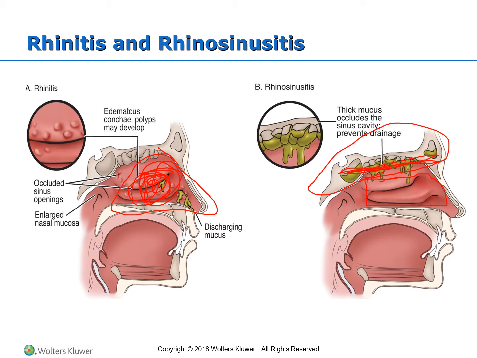They can also do humidification, so they can have the warm humidity. They can sit in a bathroom with the shower going. They can do warm compresses, and sometimes that can help with the pain and also promote drainage. They need to avoid swimming, diving, and air travel because of the pressure. It's going to make it worse.